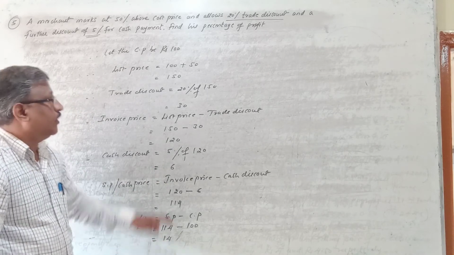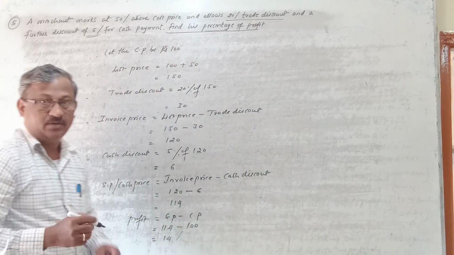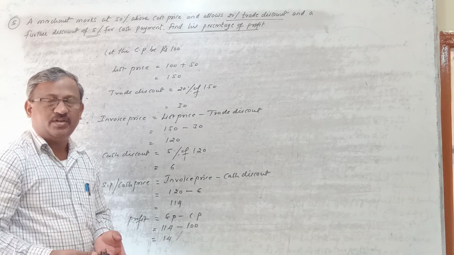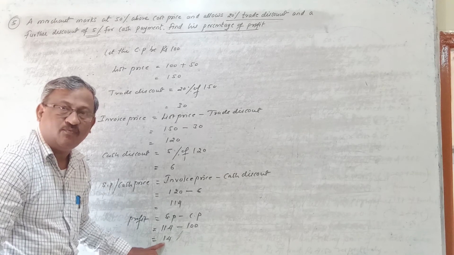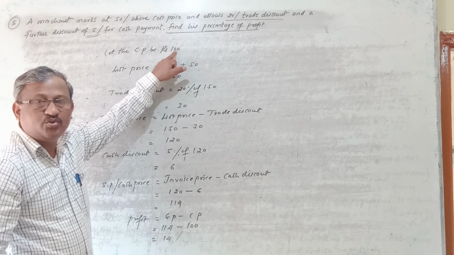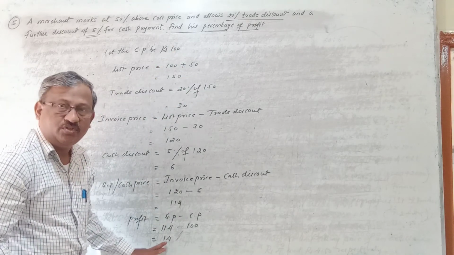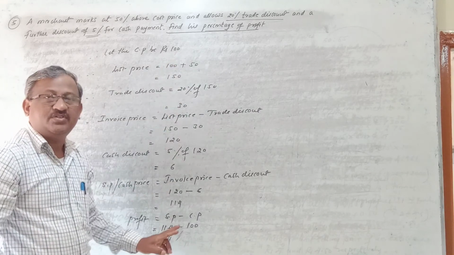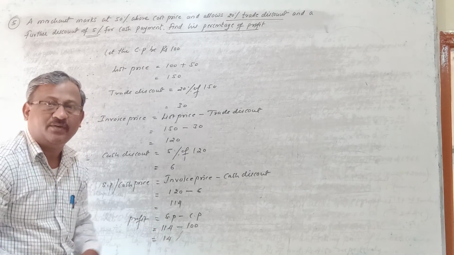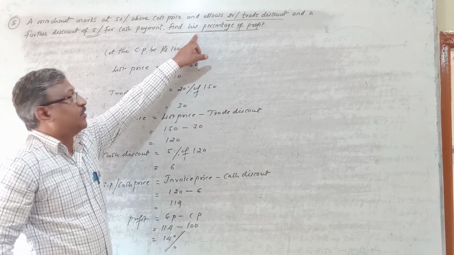So what have they asked here? Find his percentage of profit. So percentage means what? Per 100. Anything which is expressed per 100 we call percentage. So whatever profit we are getting, 14 rupees, this is the profit earned per 100 rupees only, because we have assumed the cost price is 100. So 100 rupees gives him 14 rupees extra. Anything expressed per 100 we call percentage, so you can directly express this profit of 14 rupees in the form of percentage.